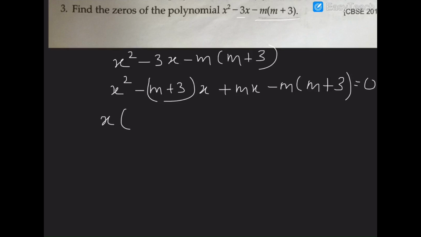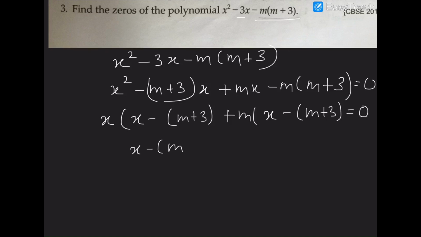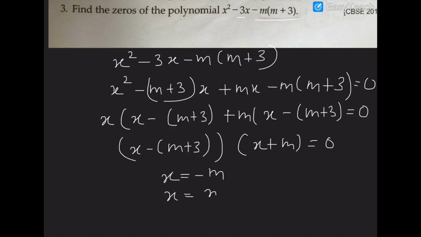So taking x common, you will get x minus m plus 3, and taking m common, you will get x minus m plus 3 equal to 0. Okay, so x minus m plus 3 and x plus m equals 0. So one of the roots is minus m and another one is m plus 3. So as you see in this, your 3 is negative. So that's why m plus 3 will come first and the other will be positive.